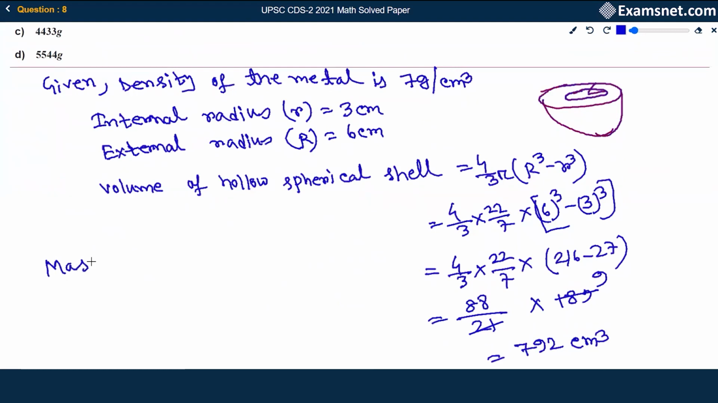The relation is mass equals the product of density and volume. So here density is given 7 gram per centimeter cube and volume 792 centimeter cube. So mass will be this much.